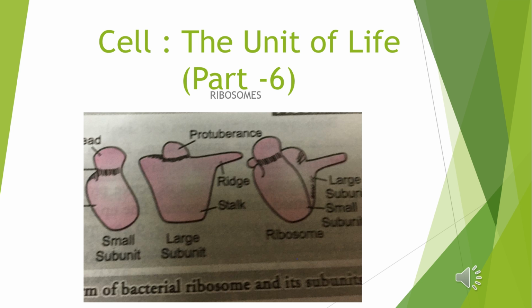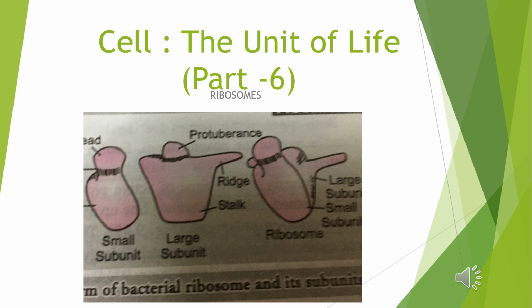In a cell there may be 20,000 to 30,000 ribosomes, just like in Escherichia coli, but in a eukaryotic cell their number may be half a million. We all know that they help in protein synthesis. In higher classes, you will study the whole concept of translation, how protein synthesis takes place.